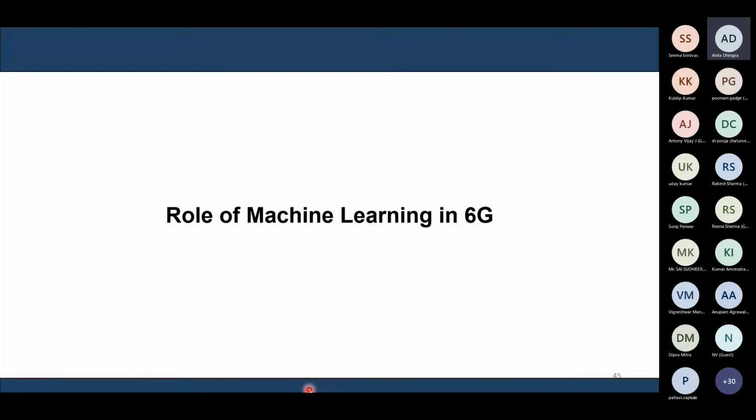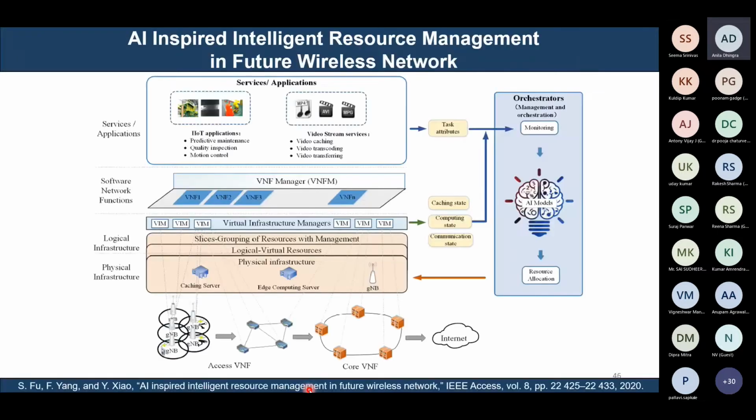Now we will see the role of machine learning in sixth generation, right? Machine learning is mandatory. There is no escape from that. Human intervention is not possible, because the network dimension would be very complex, and without machine learning at this scale we will not be able to operate. Even people are looking at blockchain along with machine learning to go to the next level, correct?